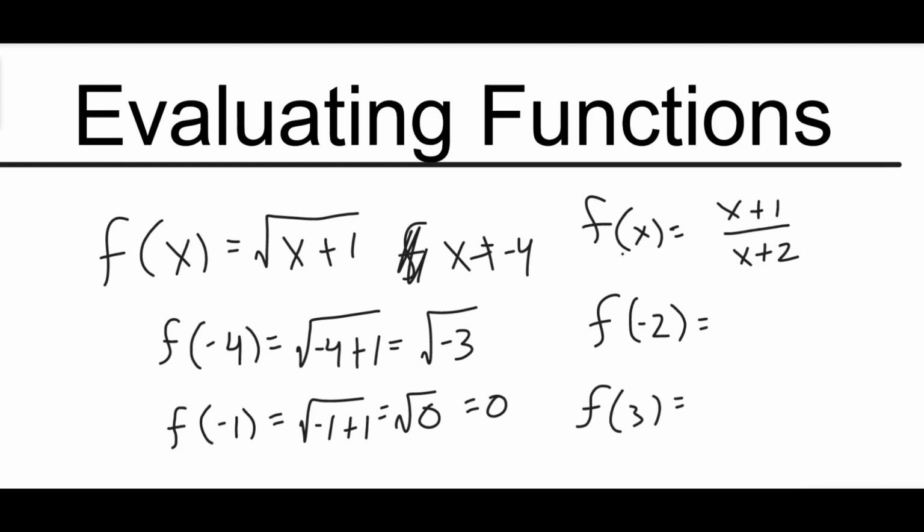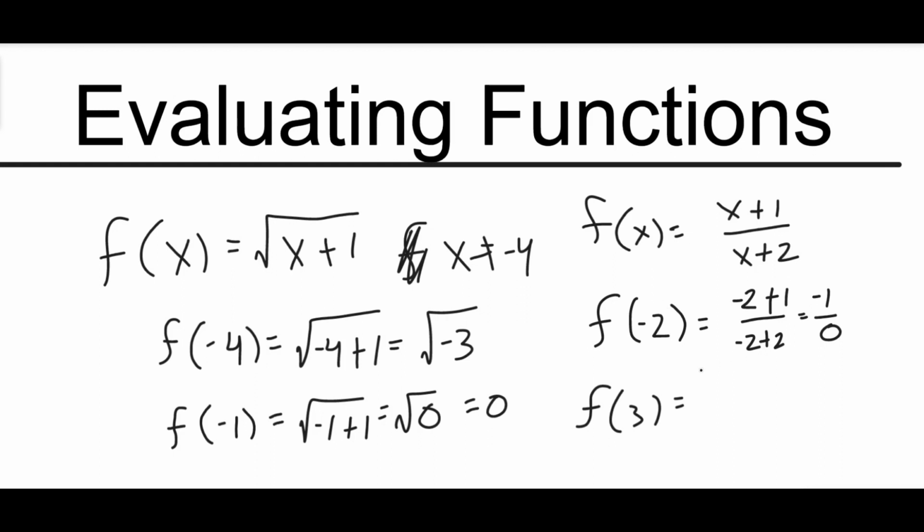Let's take a look at another one. f of x equals x plus 1 over x plus 2. f of negative 2. So again, we're just going to fill in for x. And that would give us negative 1 over 0. Now wait a minute. Anything with 0 as a denominator is undefined. It is basically not a real number, because anything that we try to multiply by that 0 is just going to give us 0, not negative 1. A fraction cannot have 0 as a denominator or it is undefined.